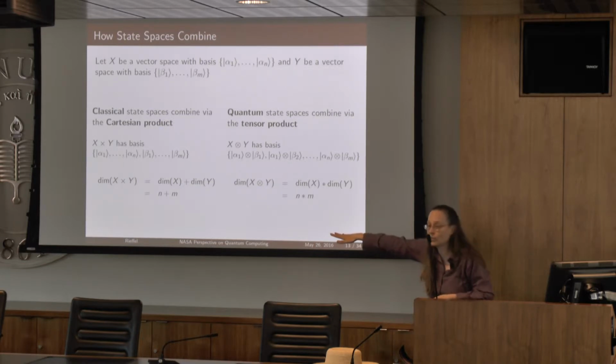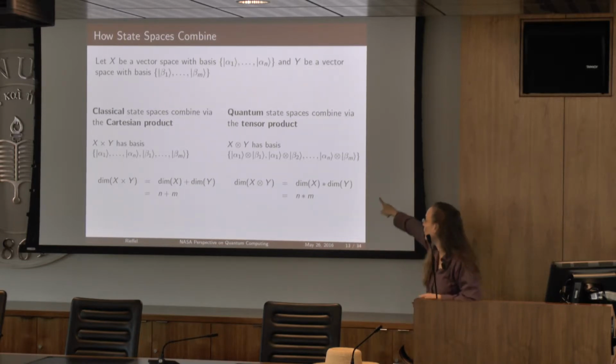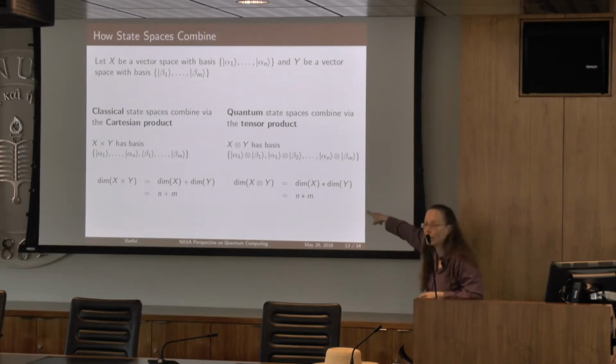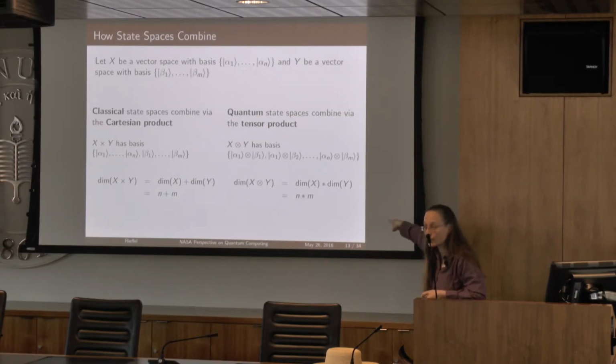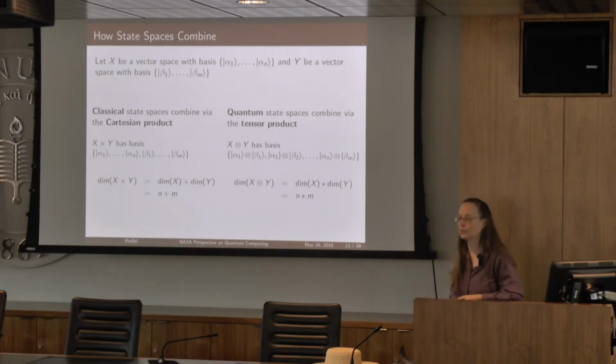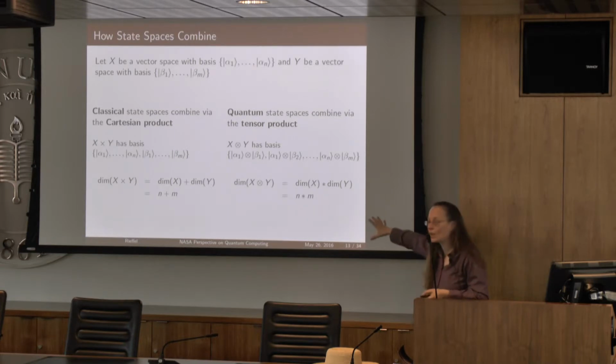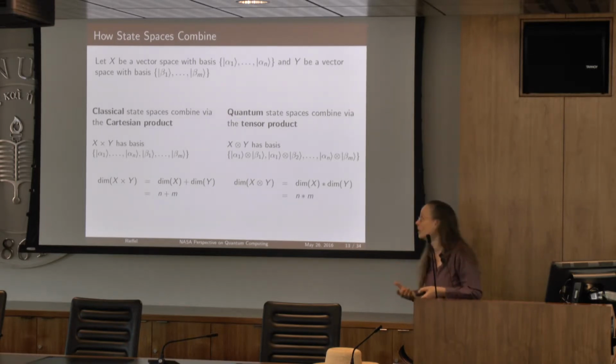Instead of adding these bases together, you combine the bases in this tensor product way, and you get a much larger state space because you're multiplying the dimensions there. I would love to tell you more about it, but for some reason, Justin only gave me an hour. So I just want you to get a feel from here that these things combine in a very different way, and the state space is much larger.